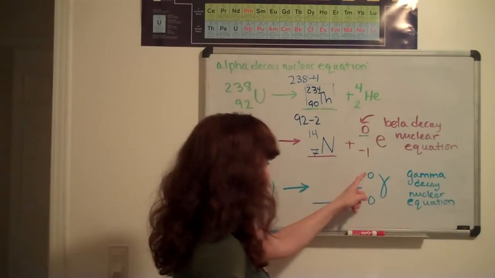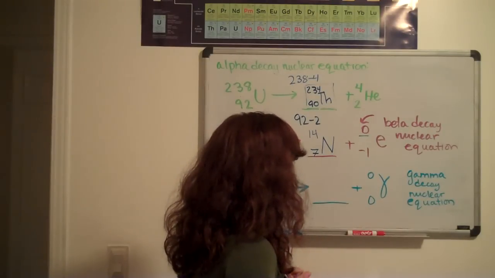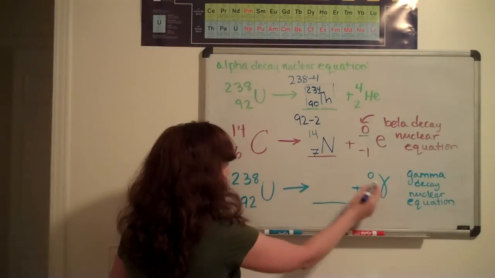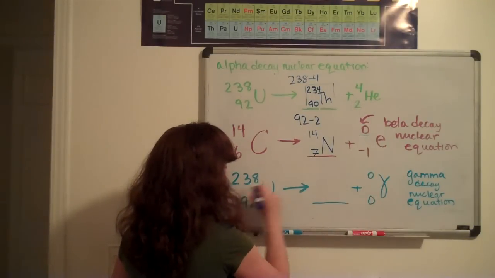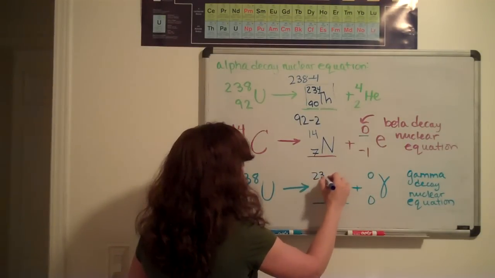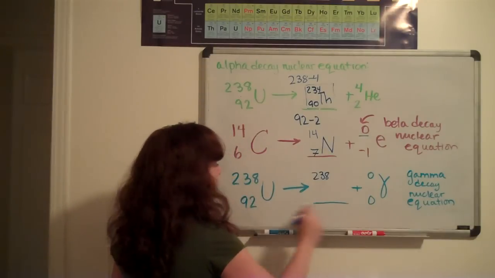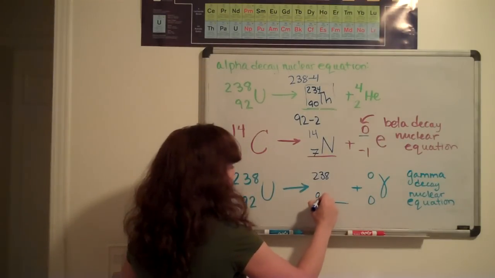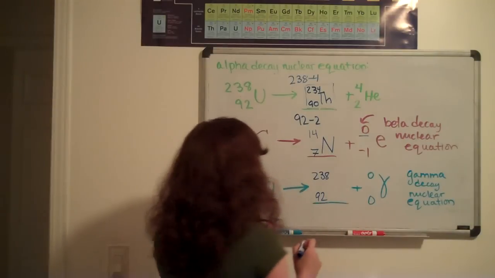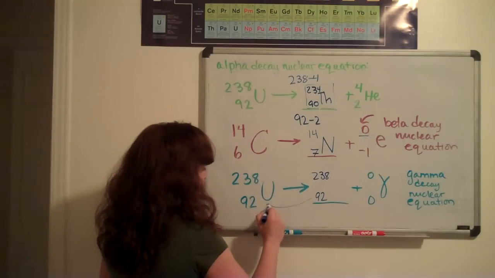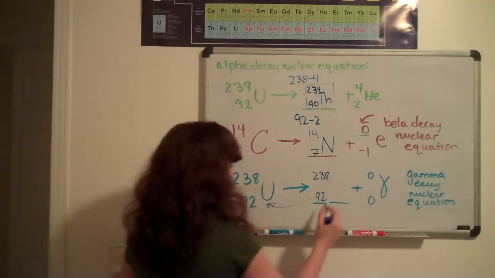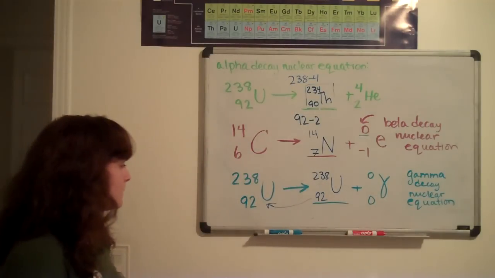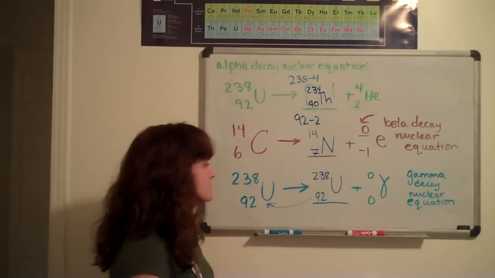Okay? Easiest equation I said that we're going to work with is gamma decay. And notice that this is a 0 and this is a 0. So something plus 0 has to be equal to 238. So that's 238, right? And then something plus 0 has to be equal to 92. So that's 92. And it's going to be the same element, because those are the same atomic numbers.